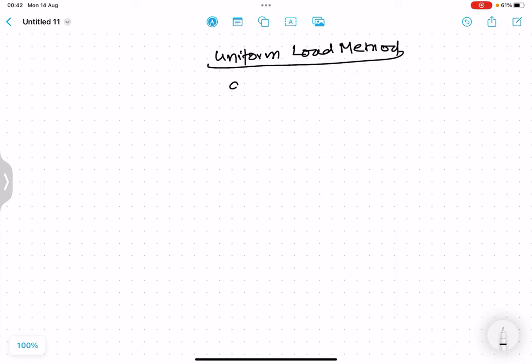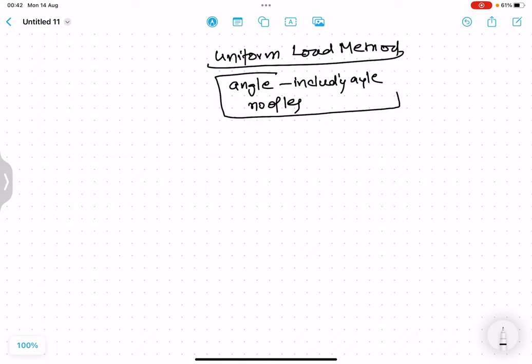One is the angle, and that angle is the including angle. That is what angle? Including angle. And the other is the number of legs. So by using these two things, angle and number of legs, they defined a factor called the mode factor. You can call it simply the factor.